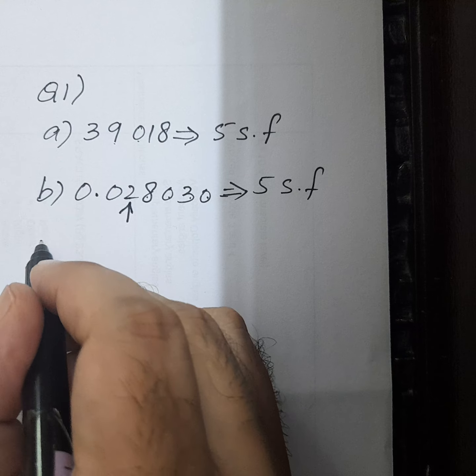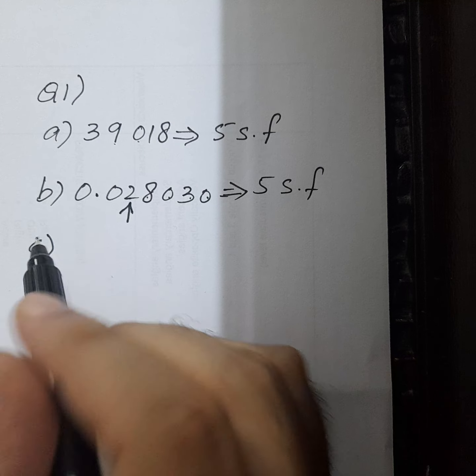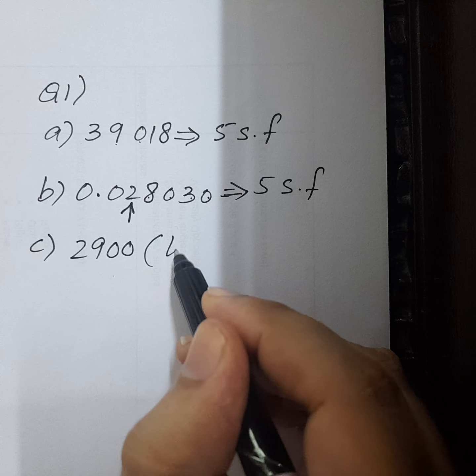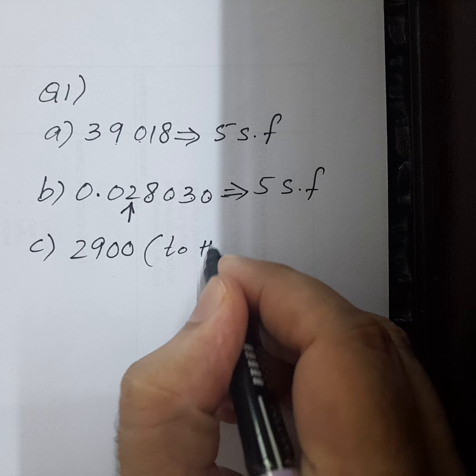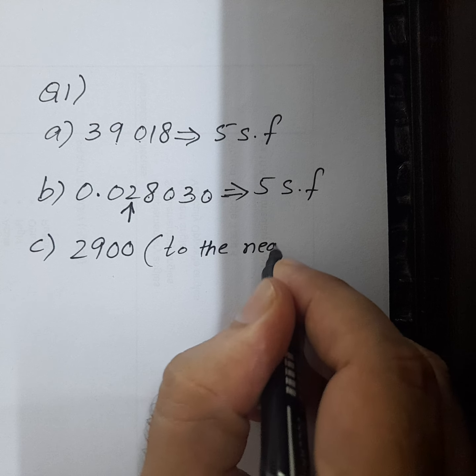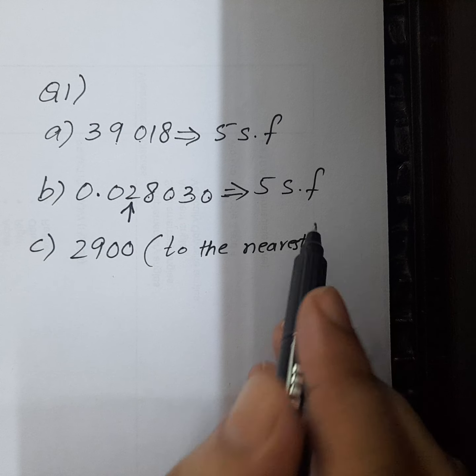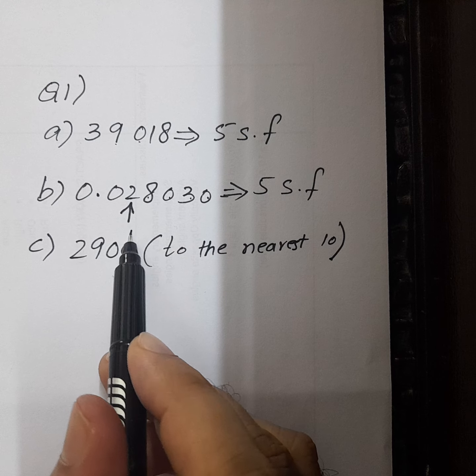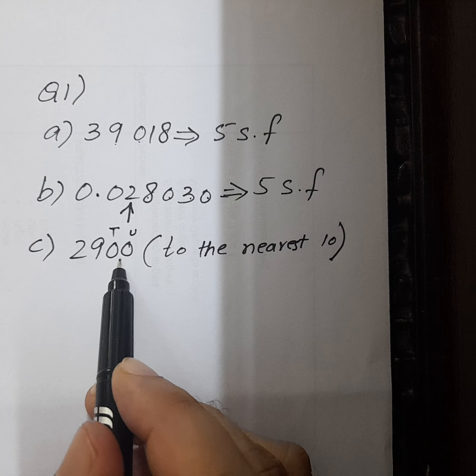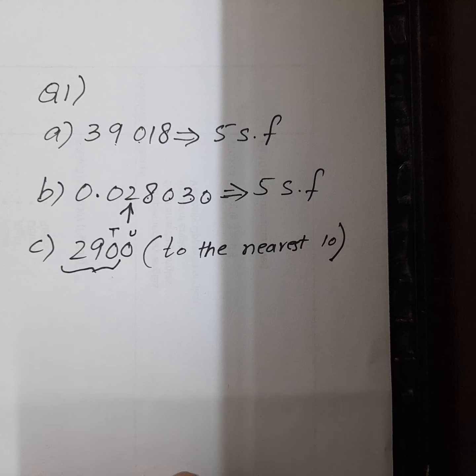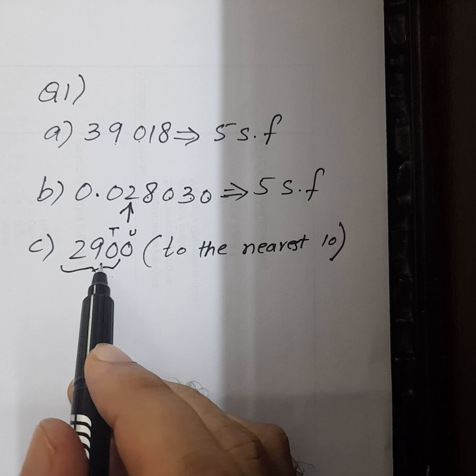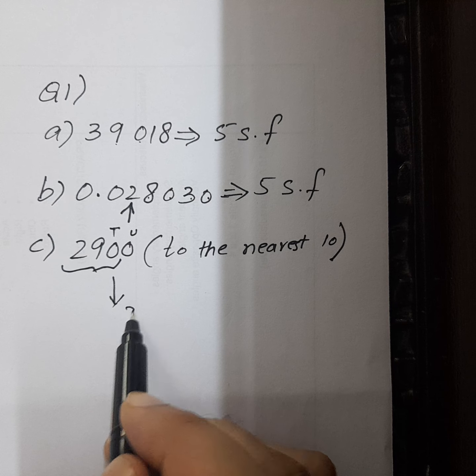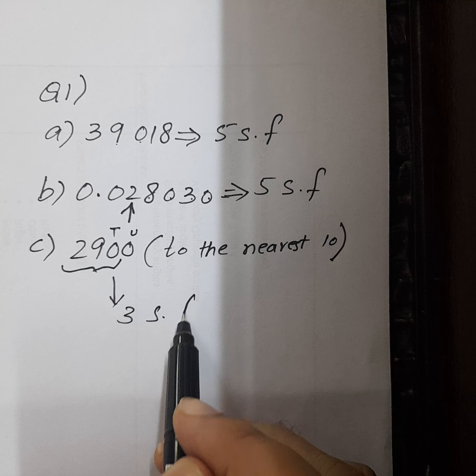Now the last part, C part, is 2900 to the nearest 10. To the nearest 10. So we know that this is unit place, this is tens place, and the number of significant figures would be 3. So there are 3 significant figures.